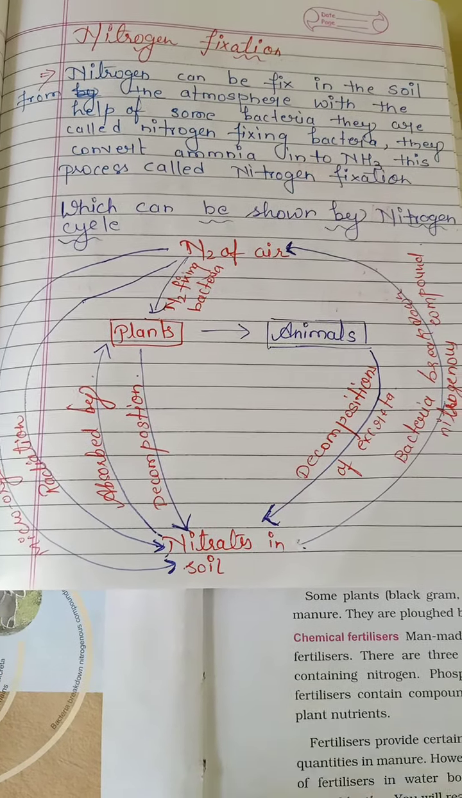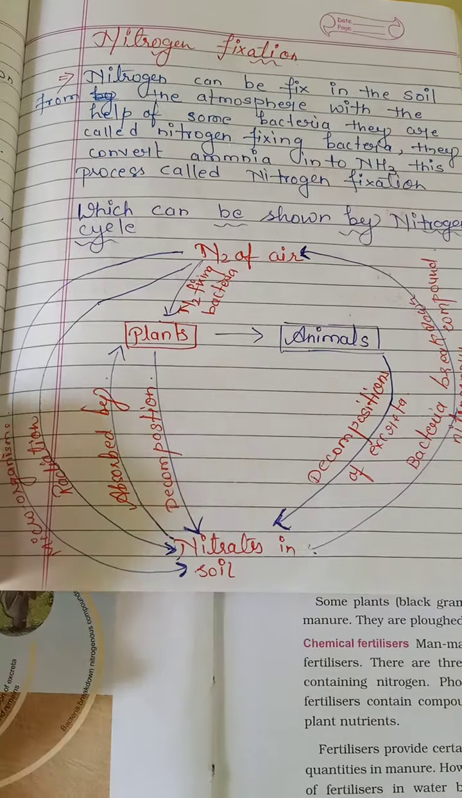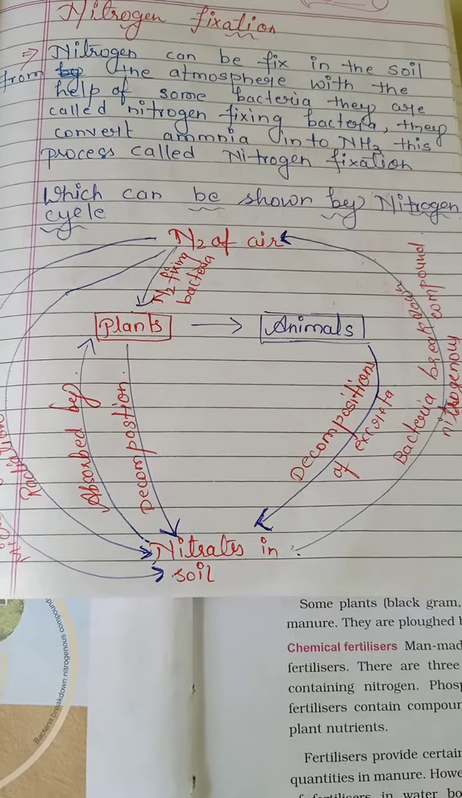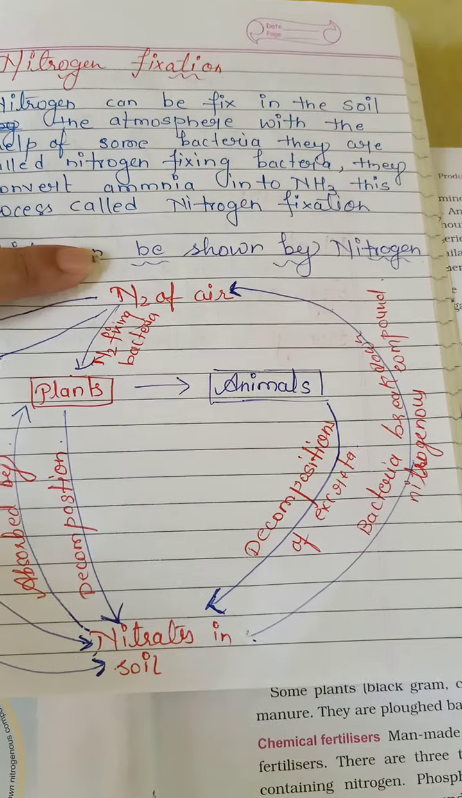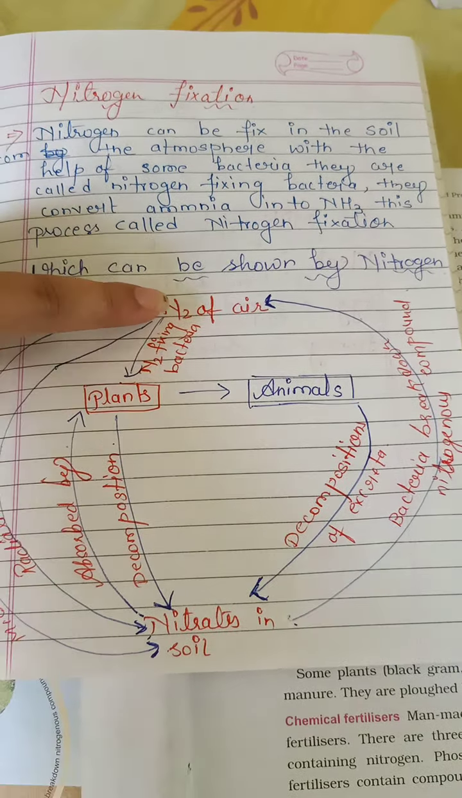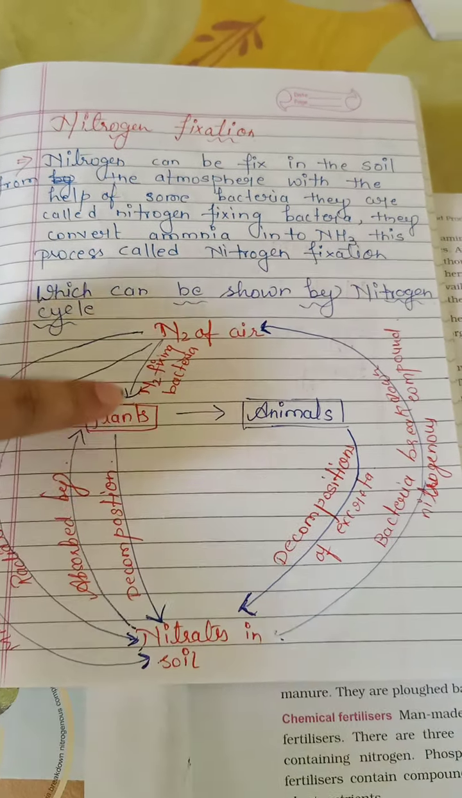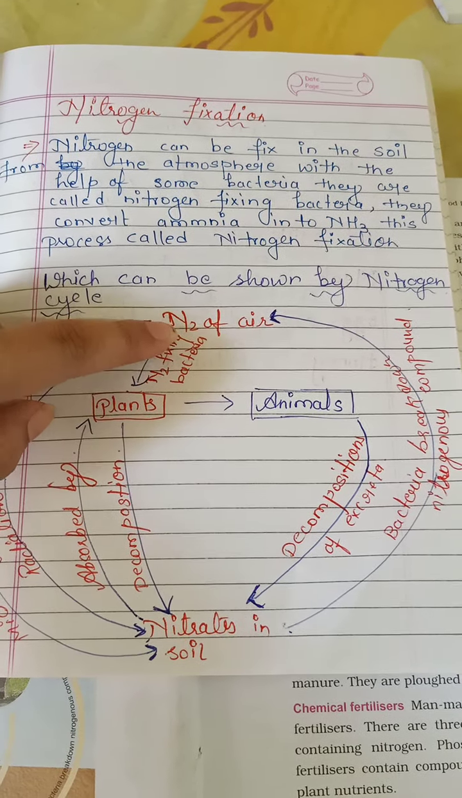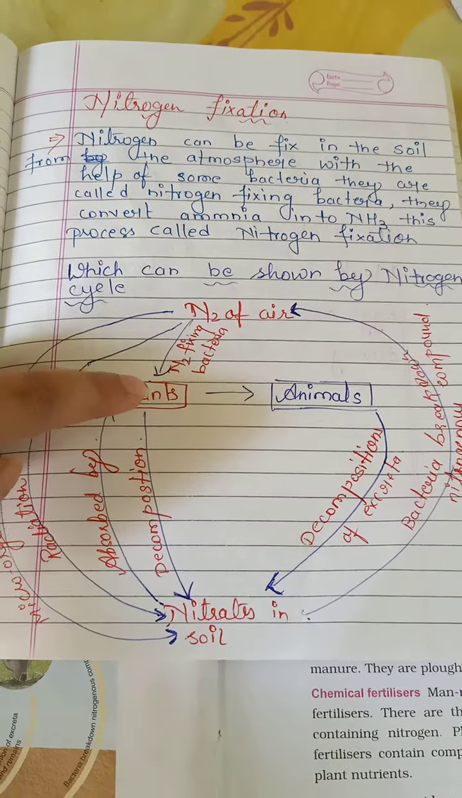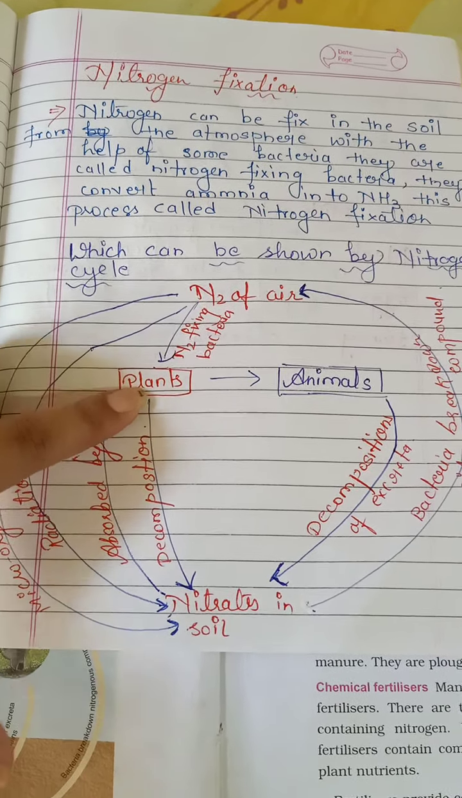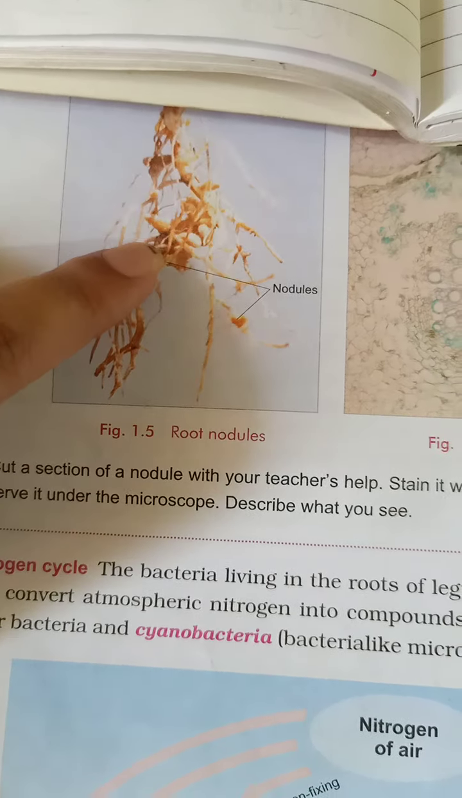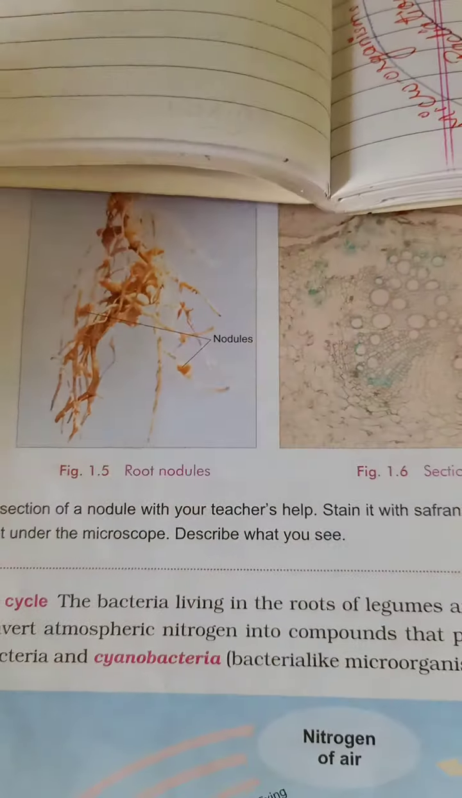By the nitrogen cycle you are able to understand what nitrogen fixation is, and how they fix the nitrogen. So nitrogen of air: first, the nitrogen fixing bacteria take the nitrogen from the atmosphere and fix it into the roots of leguminous plants. These are the root nodules. In these root nodules, the nitrogen is fixed. When they burst out, the nitrogen is mixed into the soil.